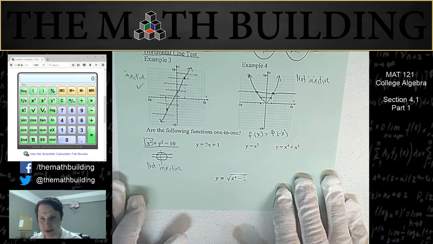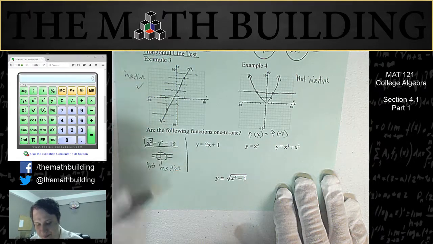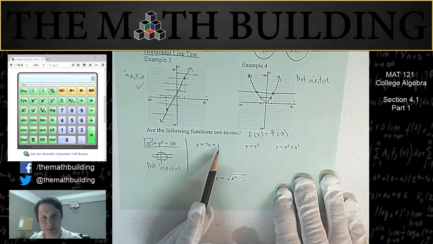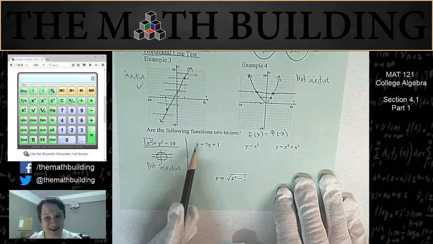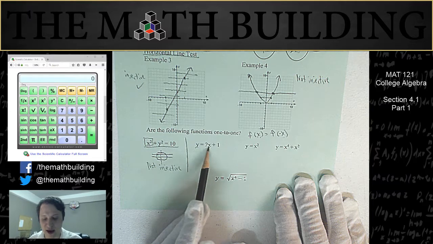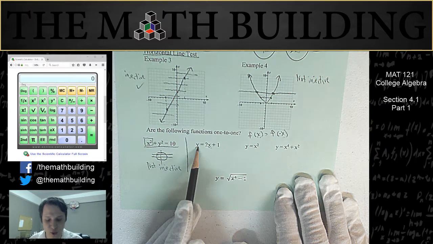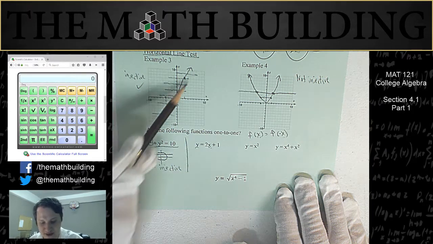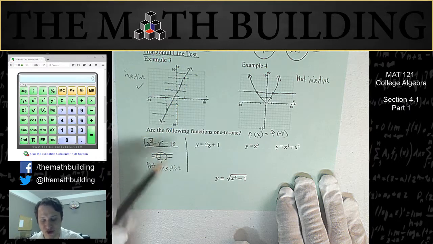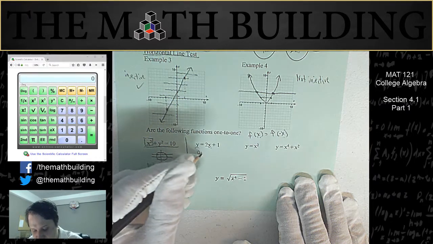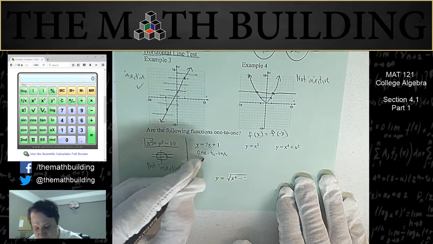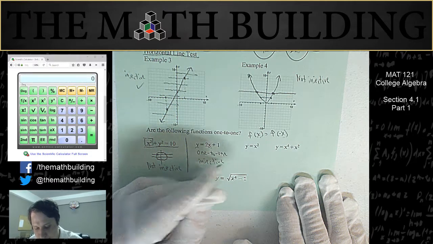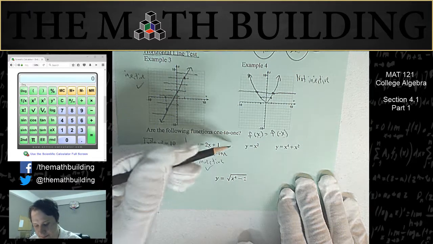Okay? How about this example? y equals 2x plus 1. Well, every time I plug in an x value here, it's going to give me a different y value. There's no way that two x's can give me the same y. So it passes the horizontal line test just like this graph did. So this function is one-to-one. And remember, one-to-one means the same thing as injective. So that is one-to-one.